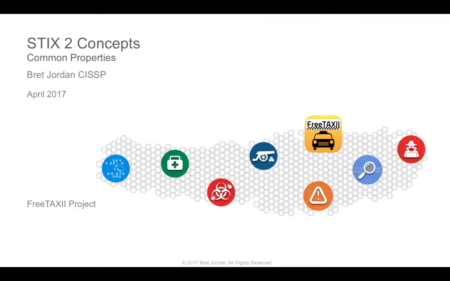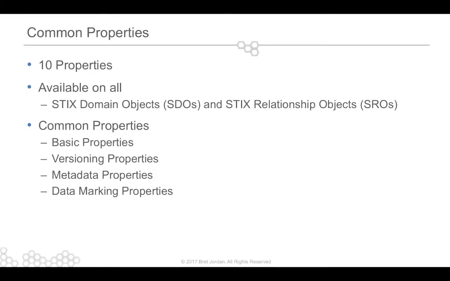In this video, we're going to discuss the common properties that exist on all STIX domain objects and STIX relationship objects. There are currently 10 common properties that are on every STIX domain object, or SDO, and STIX relationship object, or SRO. I have broken these 10 properties down into 4 conceptual groups, which are basic properties, versioning properties, metadata properties, and data marking properties.